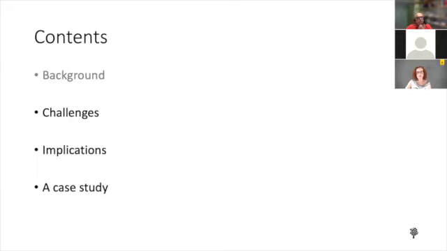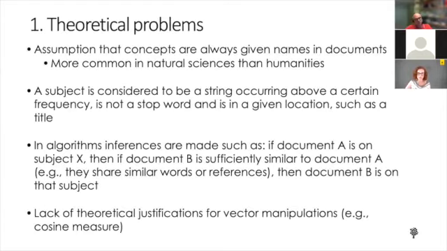So in short or long, this was the background, also the longest section in this talk. We looked at the possible uses of automated subject indexing and classification and different approaches. We have also seen some of the challenges, and let's look at those and a few more here. The first group of challenges is about theoretical problems.